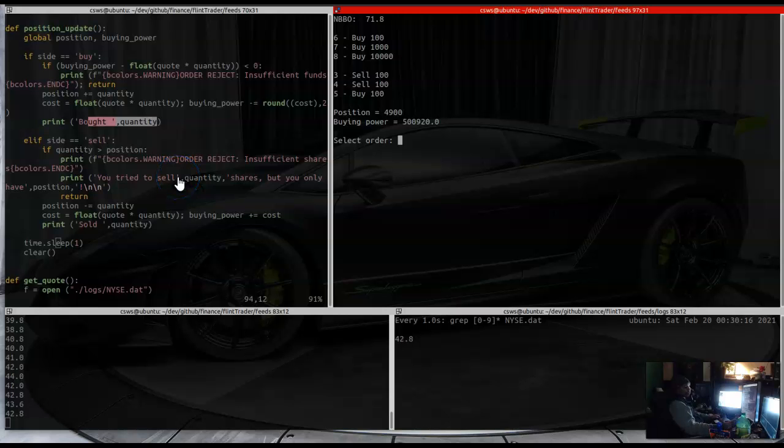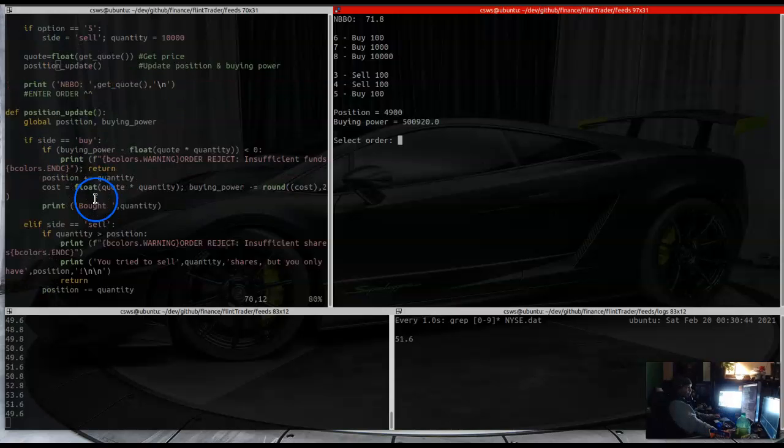This one's a little bit more descriptive. So it's an order reject, insufficient shares. And then in the second line, it says you tried to sell and it gives you the amount, but you only have this amount. And then return, what I mentioned earlier, return just kicks you out of the function. So I killed all that. We're not doing any changes to your position, none of that stuff. You failed. Back to the drawing board. And that's pretty much it.